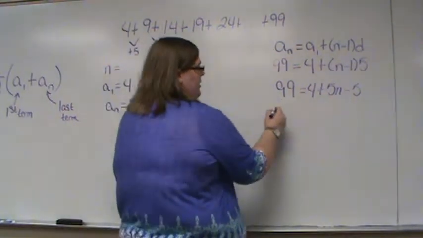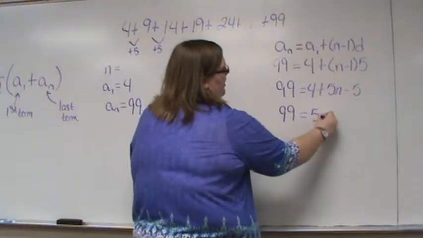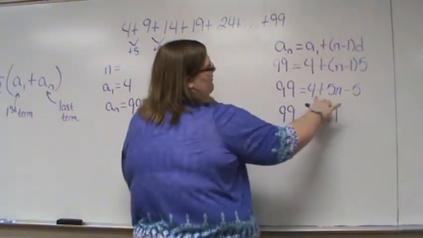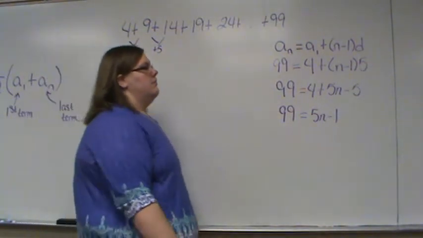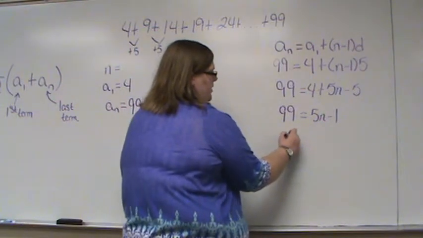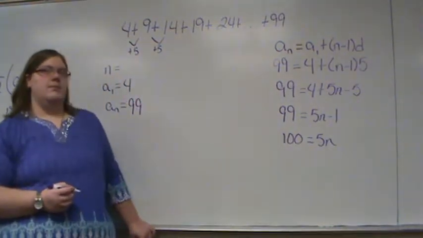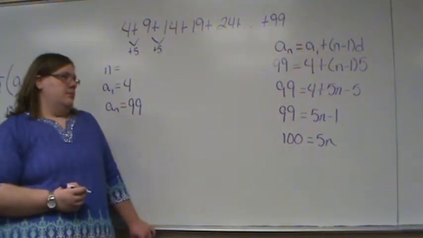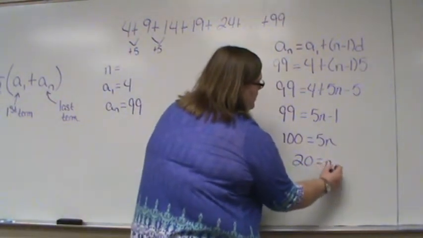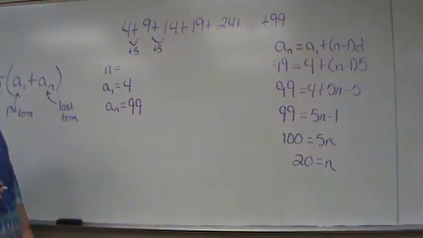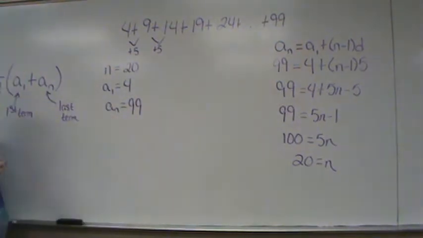We can combine our like terms. So we get 99 equals 5N minus 1, because you have a negative 5 and a positive 4. We can add that 1, so we're going to get 100 now equals 5N. Divide by 5, 20 equals N. So now we know our N value. Our N value is 20.